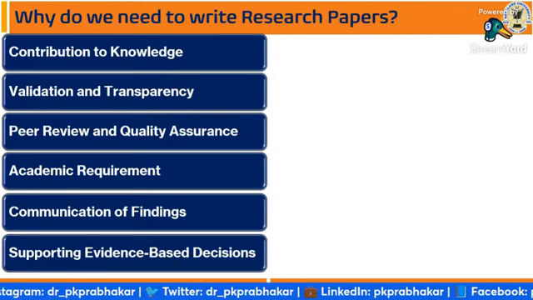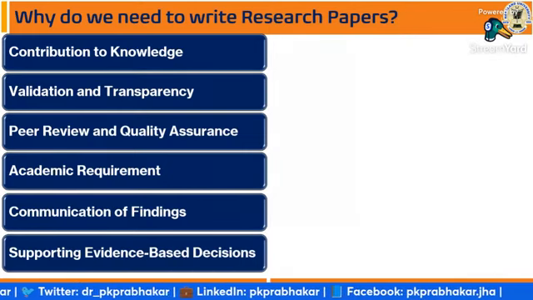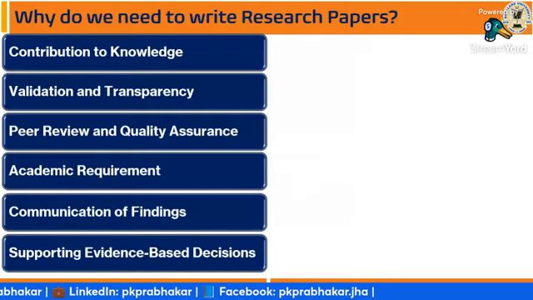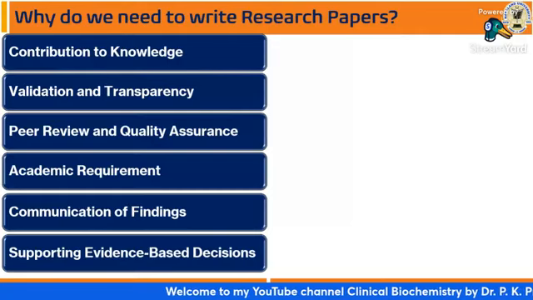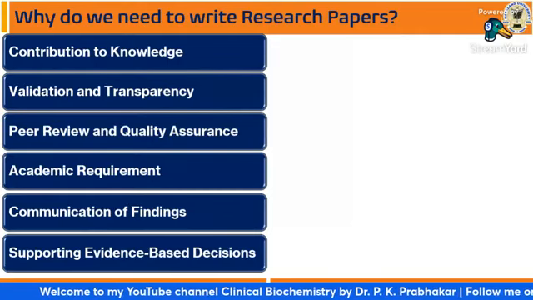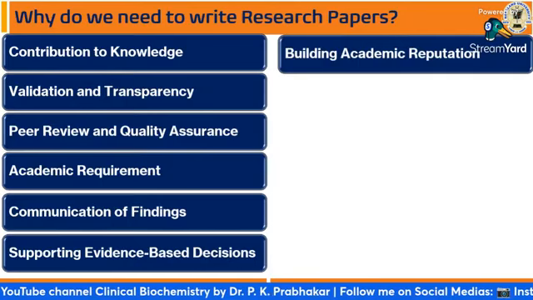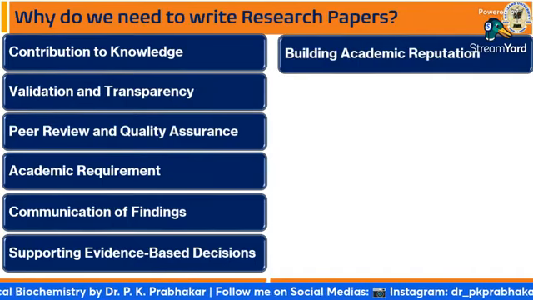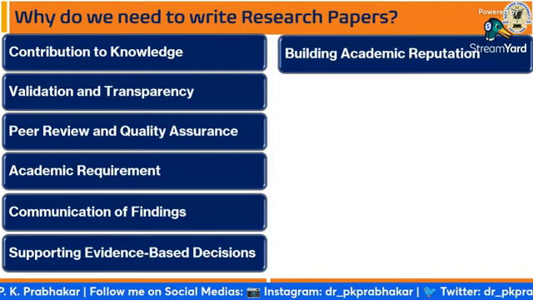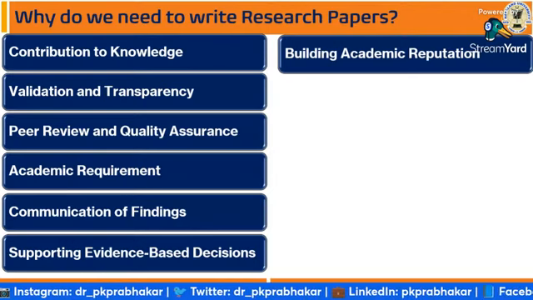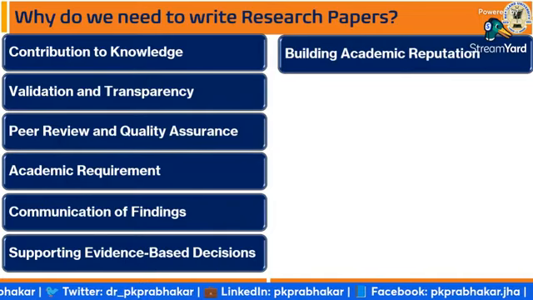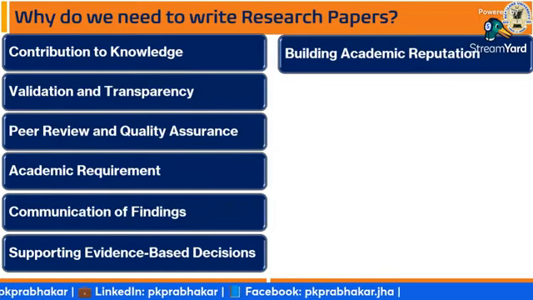Then it supports evidence-based decisions. As I already have told you, different kinds of sectors like policymakers, professionals, or practitioners often rely on research papers to make evidence-based decisions. So high quality research papers normally provide credible information that influences policy and practices. It builds academic reputation. Publishing research papers in reputable journals, whose reputation is based on different kinds of parameters and metrics. Some other time we will talk about the different research metrics. So reputed journals enhance the credibility and reputation of researchers and their institutions.